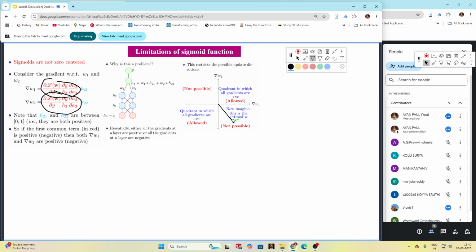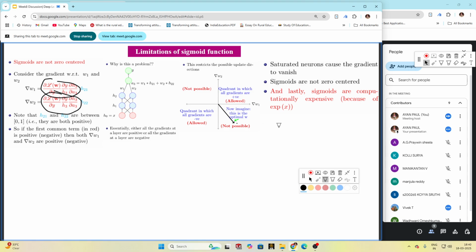So it cannot move directly. It has to move in this quadrant only and try to reach here. It cannot freely move from this quadrant to that quadrant. This is a problem, because now your training will take a lot more time. If this were not the case, our training would happen very quickly, but as this is the case, our training will not happen that quickly. So this is again a problem of this sigmoid activation function. What is the third problem?